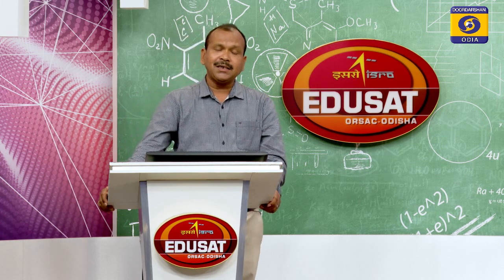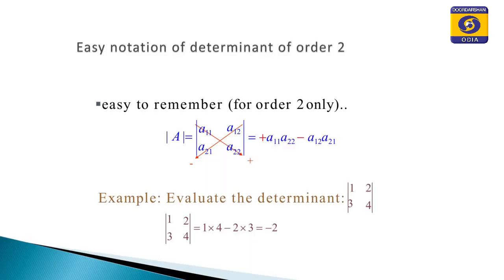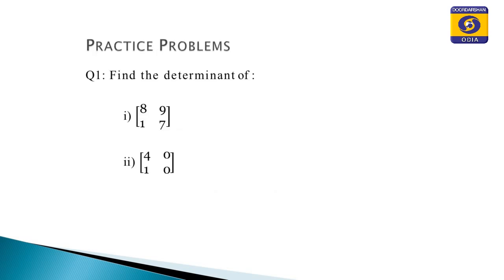Here is an example cited. Suppose a second order determinant is |1 2; 3 4|. Then the value of the determinant becomes 1 into 4, that is the product of the leading diagonal elements, minus 2 into 3, that becomes minus 2. These are the problems for you. You can easily find the value of this order 2 determinant.